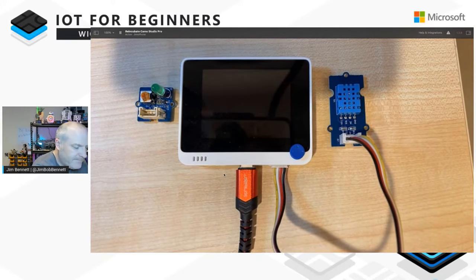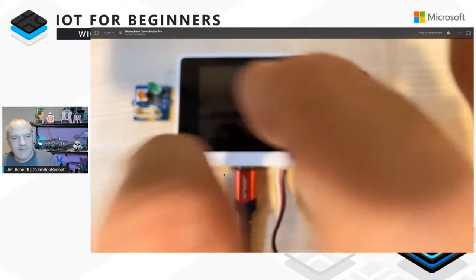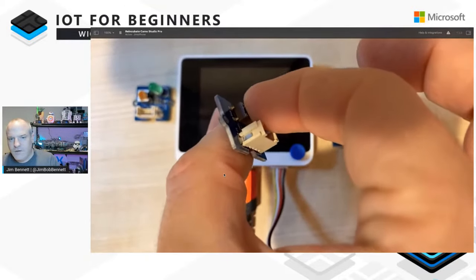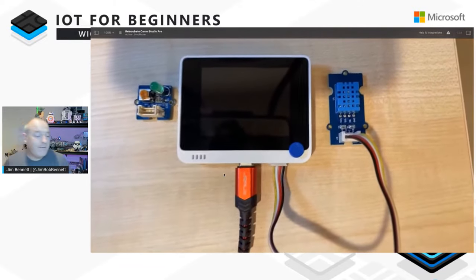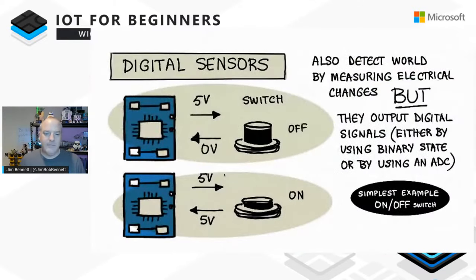Don't know if you can hear that. It clicks as I press it. When I hold it down, it's on. When I let go, it's off. So hold it down, on, let go, off. When I hold it down, it's 1, let go, 0. So I'll send voltage to it, I'll get back 0 volts when it's off. When I press it, I send voltage and I get the same voltage back.